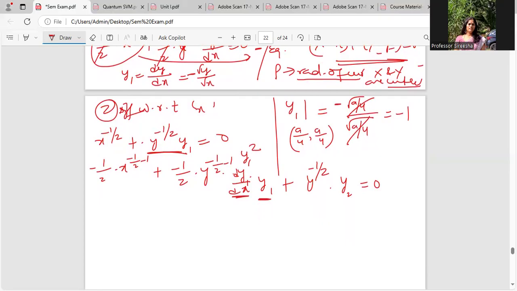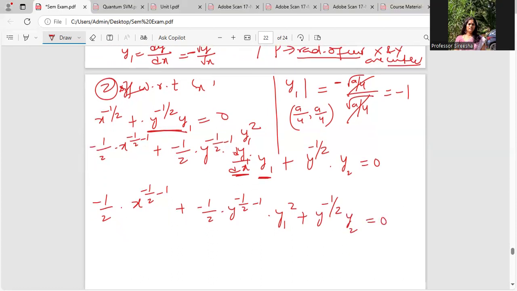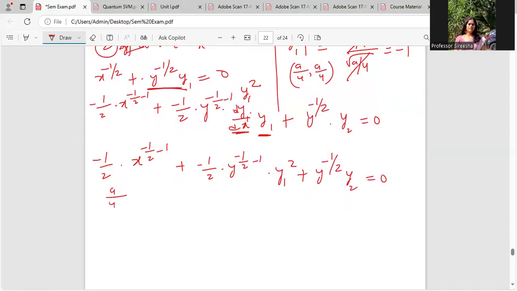Okay. So minus 1 by 2 into x power minus 1 by 2 minus 1, right? Plus minus 1 by 2 into y power minus 1 by 2 minus 1 into y1 squared plus y power minus 1 by 2 y2 is equal to 0. I'll be evaluating y2 at the point a by 4 comma a by 4. What does this mean? Put x is equal to a by 4 and y is equal to a by 4.